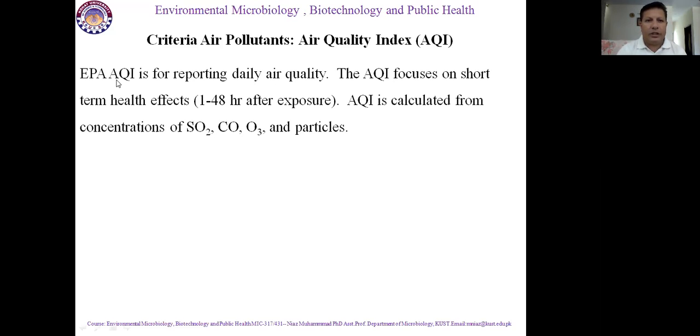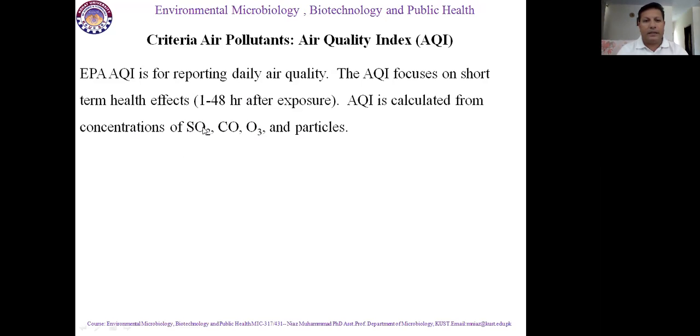The Environmental Protection Agency's Air Quality Index is for reporting daily air quality. They are checking daily air quality in cities where people are living at high density. The air quality index focuses on short-term health effects, 1 to 48 hours after exposure. Air quality index is checking this thing. We have to be careful over here. Air quality index is calculated from concentrations of sulfur dioxide, carbon monoxide, ozone, and particles.